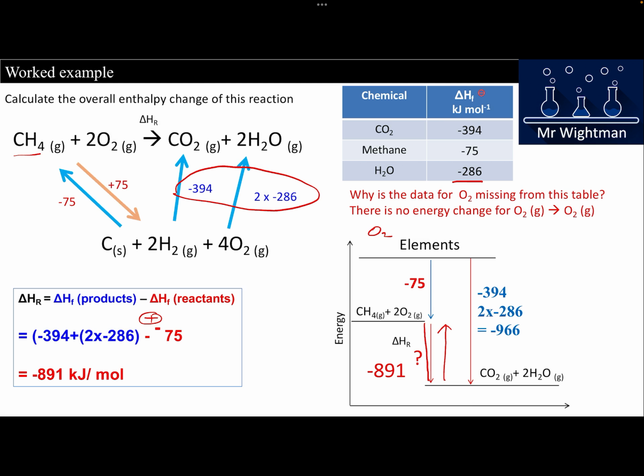And again, you might have a teacher say, if you go against the arrow or with the arrow. So if I'm going this route around the energy diagram, in this case take plus 75, then minus 394, and 2 times minus 286 would also give you the same answer.